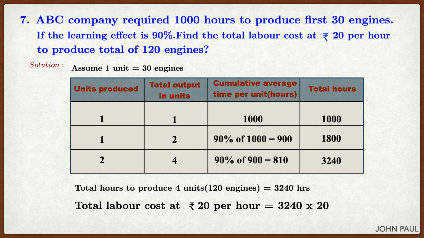Total labor cost at rupees 20 per hour equal to 3240 into 20. The question they are given per hour 20 rupees. That is rupees 64,800.